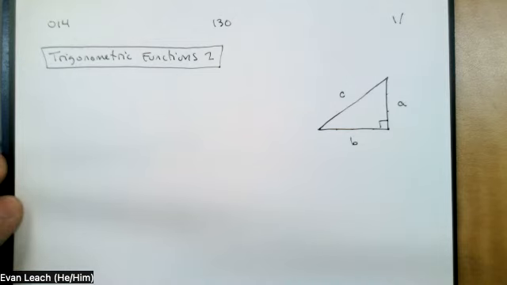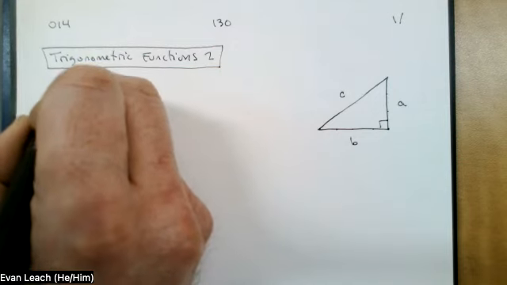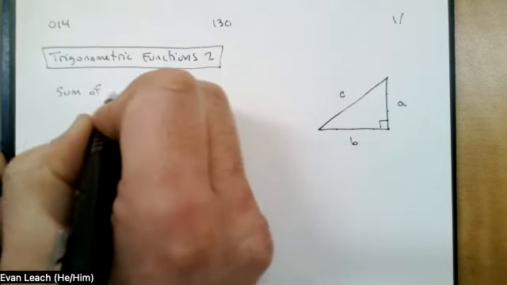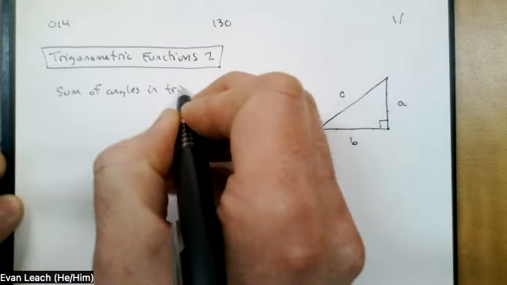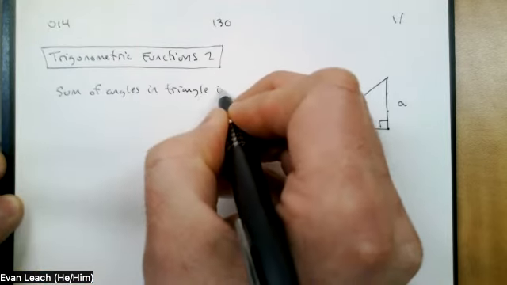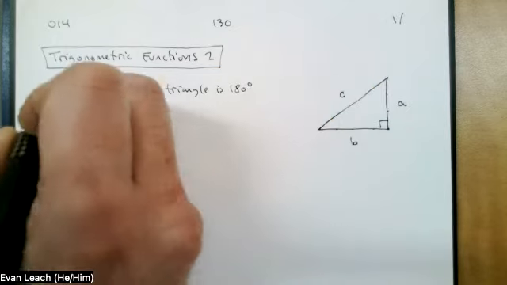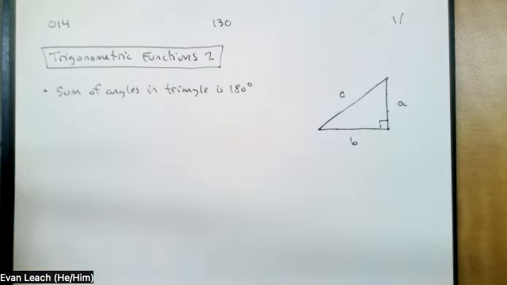So one of the things we know for all triangles is that the sum of the angles in a triangle is 180 degrees. That's one thing that we definitely know about all triangles.